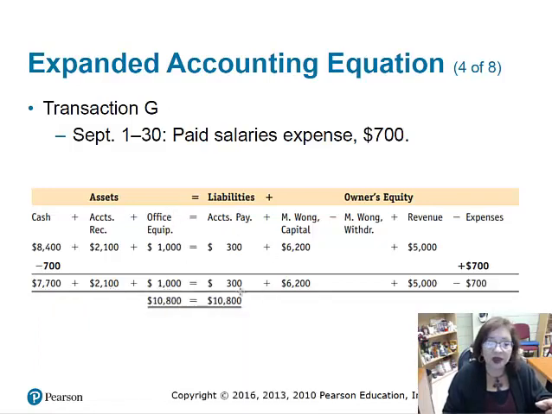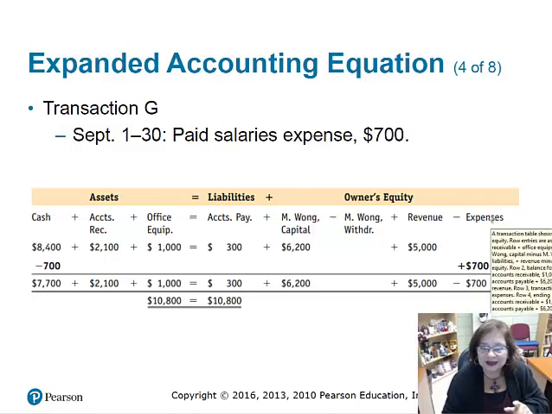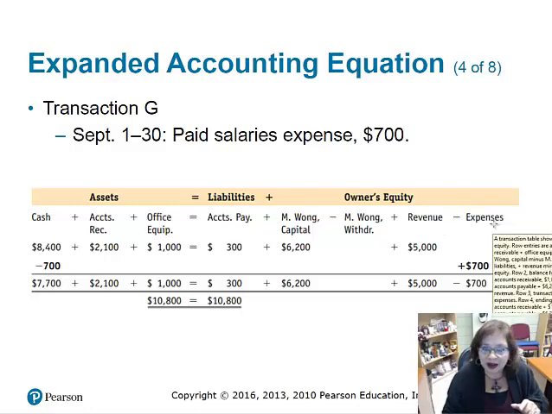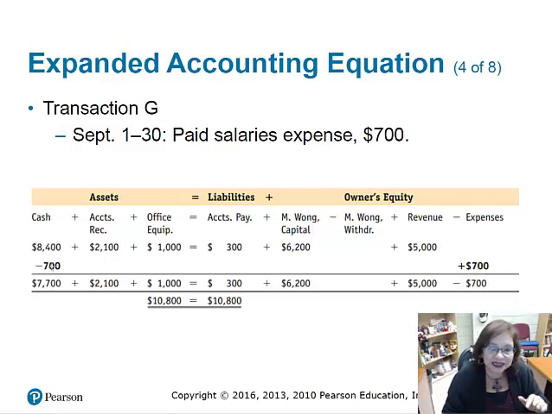Accounts receivable stays the same. Office equipment stays the same. Accounts payable stays the same. Capital doesn't change. Revenue again doesn't change. Understand this: the expense is added to the expenses account. Okay? We'll get into the normal balances, but it's added to the account, and it's taken out of cash.